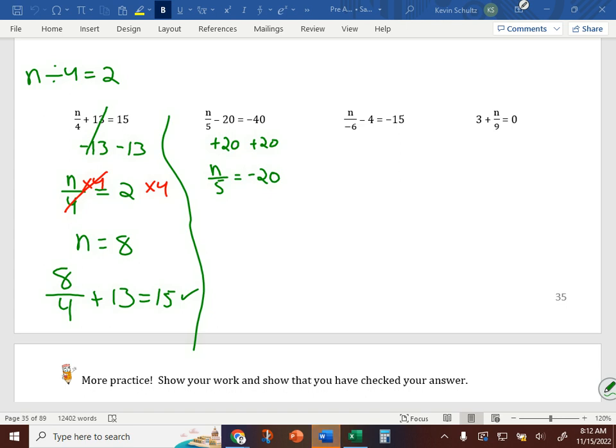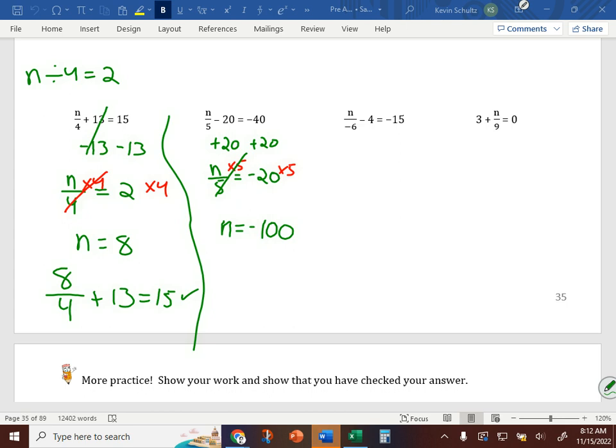So check that first. If you made that mistake of going the wrong direction, you will eventually catch it when you check your answer, right? It's not going to work, and then you'll say, ooh, something's wrong here. Then you go back and hopefully you find what you did wrong. But now we're at n divided by 5 equals negative 20. And what undoes division? Multiplication. So we're going to multiply by 5. Cancel that out. And negative 20 times 5 is a negative 100.